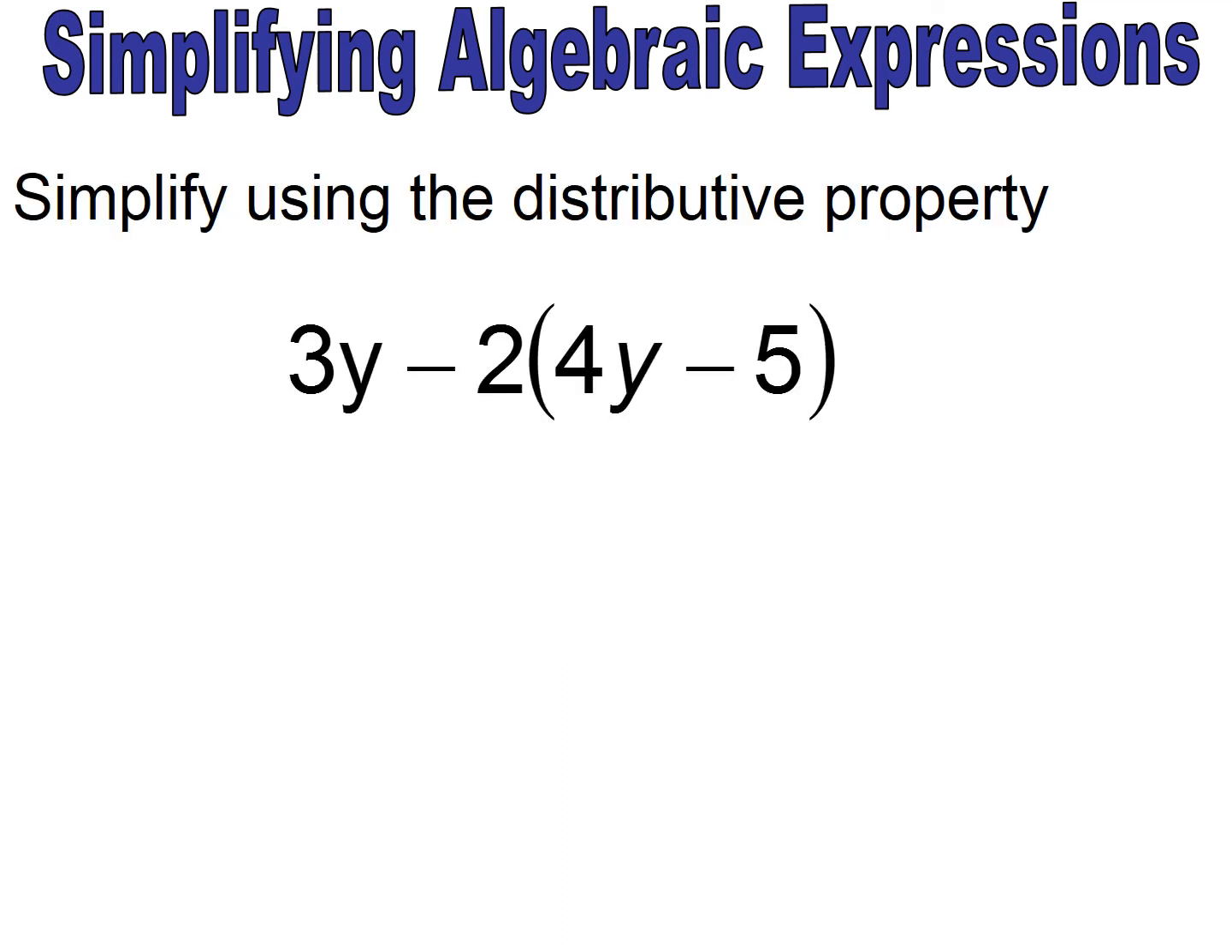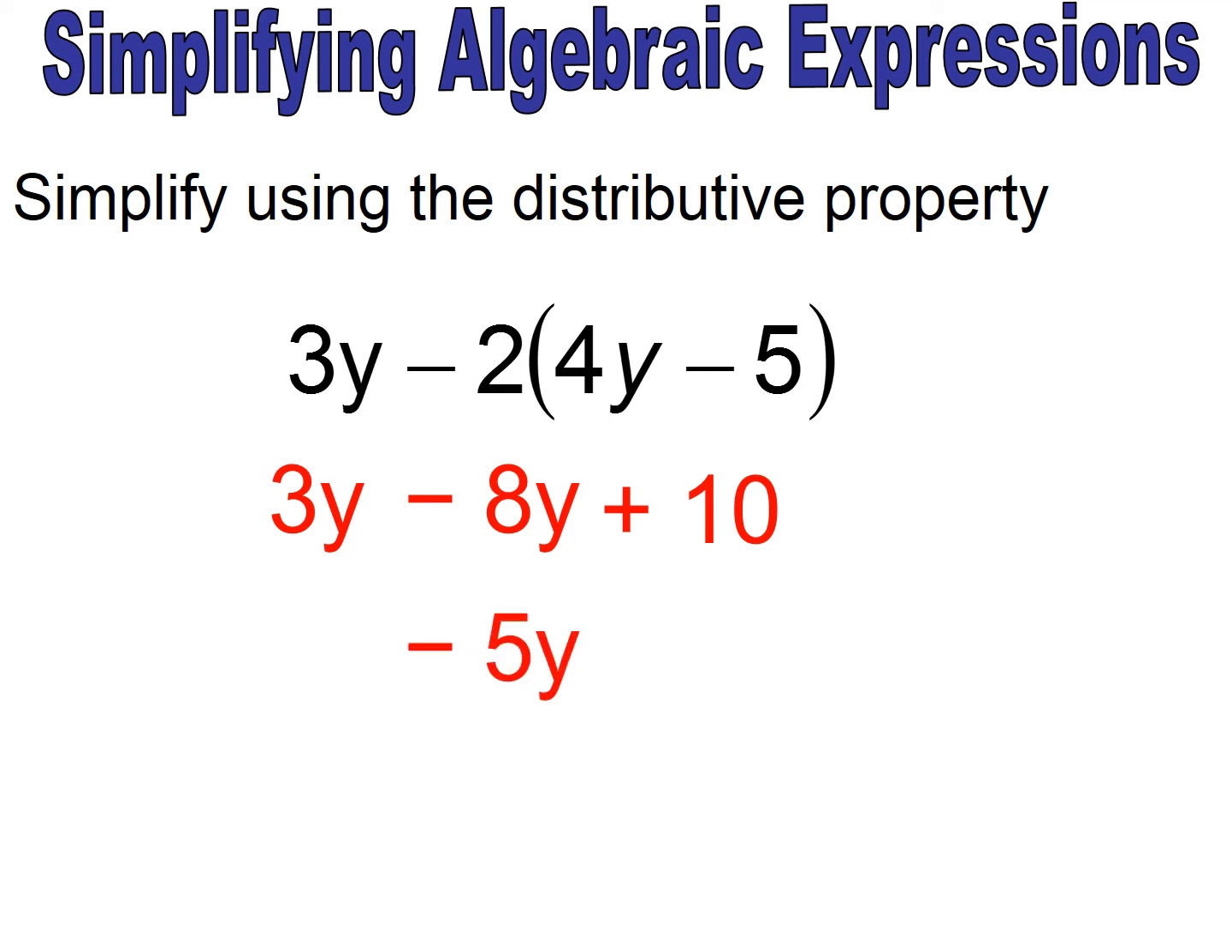Pause and try. So again, you have to do the distributive property first. So you have a -2 times a +8 is going to make that a -8y. A -2 times a -5 is going to make that a +10. And now you can combine the 3 minus 8. 3 minus 8 is a -5, and then you get the +10 as your expression.